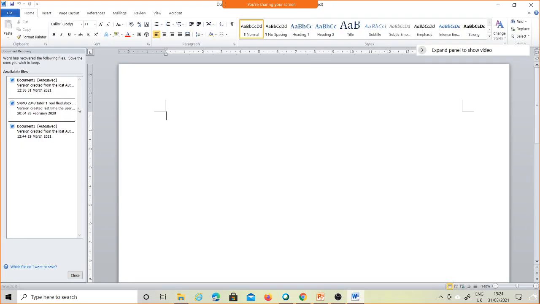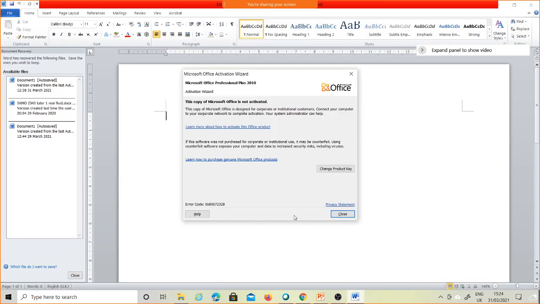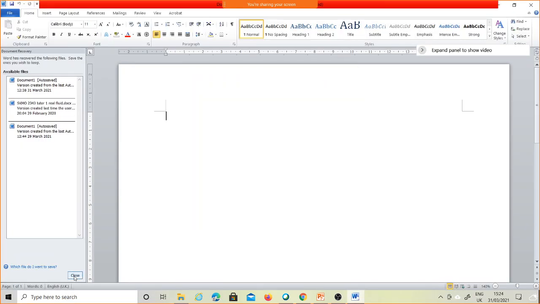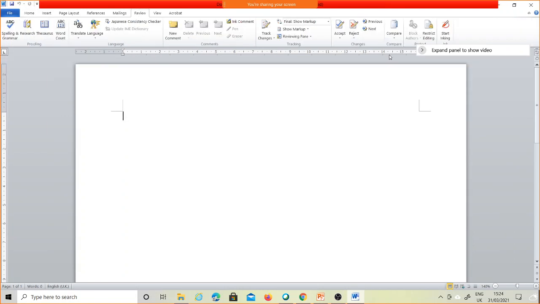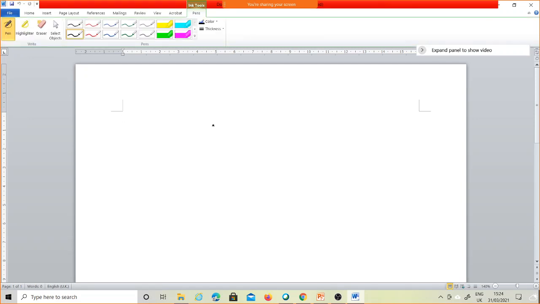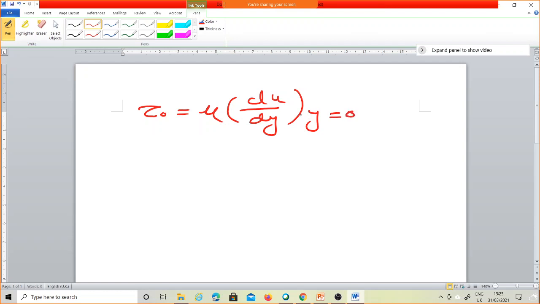Wall shear stress can be calculated in two ways. One you already know from the Blasius form, that for a Newtonian fluid this is equal to mu times du by dy at y equal to 0. This is the definition of wall shear stress, because I put y equal to 0.